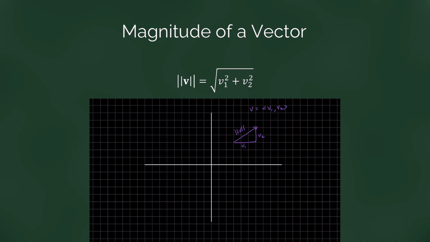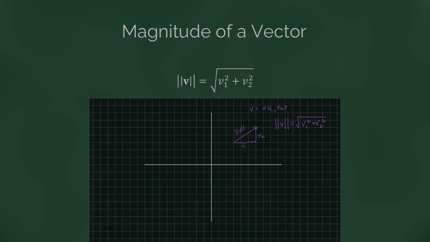We use double absolute value signs to indicate we're talking about the magnitude, and we can see that the length of this thing is going to be the square root of V1 squared plus V2 squared, giving us a very straightforward way to determine the magnitude of any vector positioned in the plane.